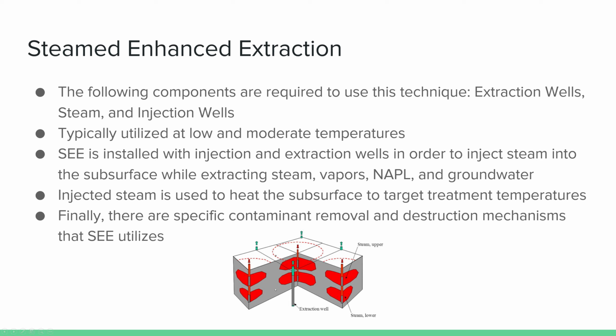SEE utilizes the following contaminant removal and destruction mechanisms: displacement as a NAPL phase and extraction with the pumped groundwater, vaporization in the steam zone, accelerated vaporization and extraction in the vapor phase through pulse pressurization and depressurization cycles, and finally dissolution, destruction, and removal with the extracted water. At the bottom of the slide, you can see an image of a SEE, which shows both upper and lower steam along with an extraction well.